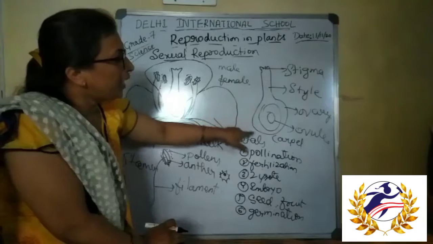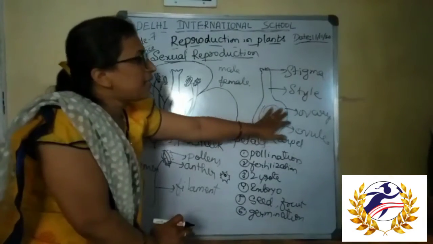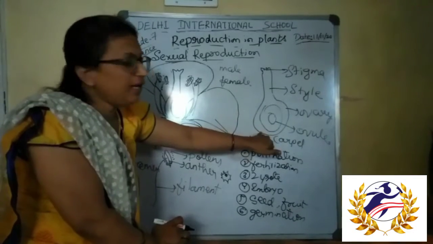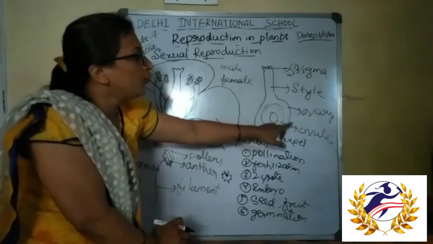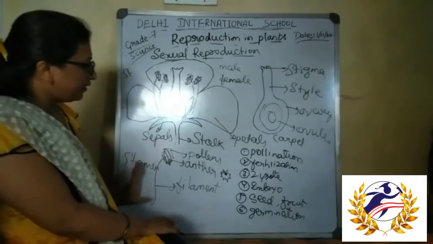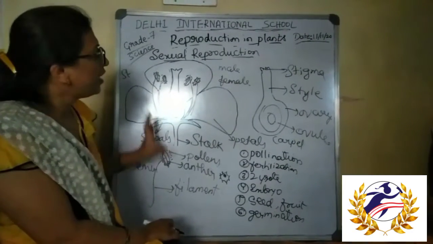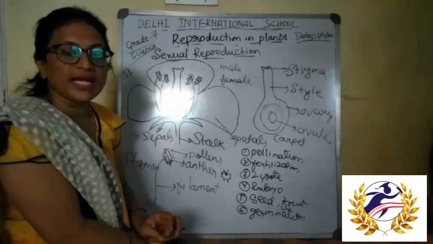Then the bulged large portion is called the ovary, which contains an egg cell, and inside that the ovule is present. This is the structure of the female reproductive part, and this one is the structure of the male reproductive part. Okay, now how are they involved in the reproduction process?